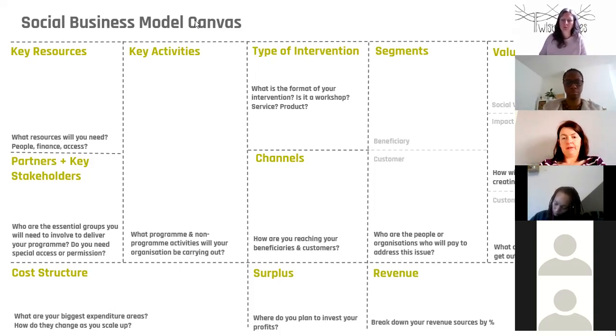If we jump down, another easy one is the cost structure. So let's do the bottom row. Your biggest expenditure areas are going to be your cameras. It's going to be travelling around. There's insurance too. I won't say that's your biggest, but it's in there.